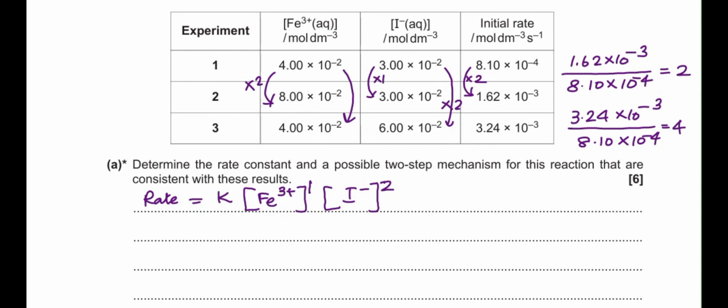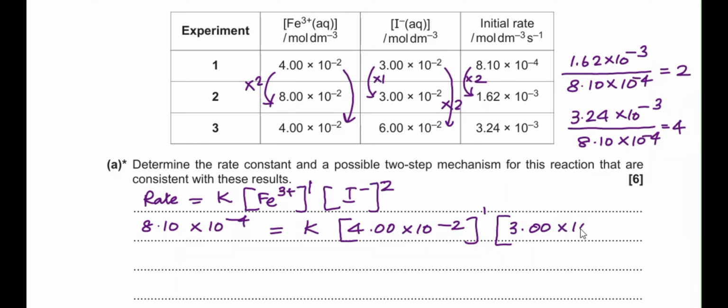Having found the order of the reactions, we can now use this equation to find the rate constant. So let's put rate, which is given here for the first experiment, 8.10 times 10 to the power of minus 4, is equal to K, which we don't know, but we know the concentration of Fe3+ here for the first experiment, 4.00 times 10 to the power of minus 2 to the power of 1, multiplied by the concentration of iodide, 3.00 times 10 to the power of minus 2 to the power of 2.